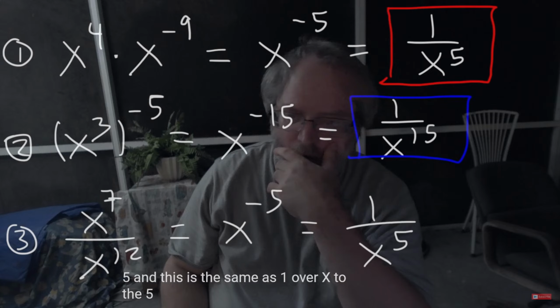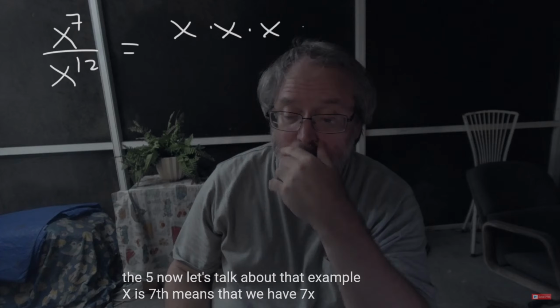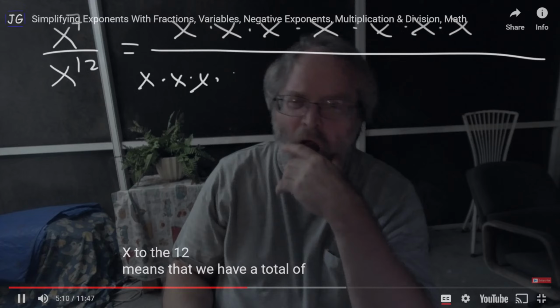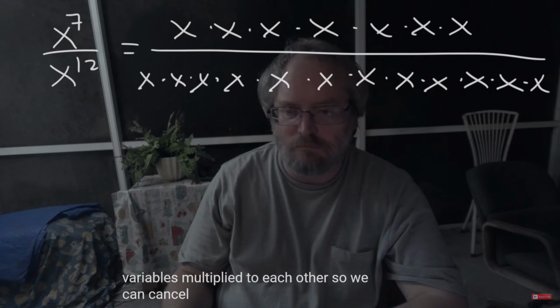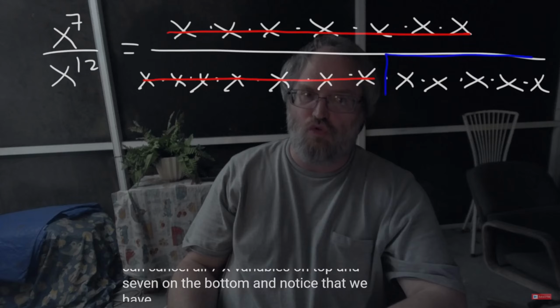Now let's talk about that example. X to the 7th means that we have 7 x variables. X to the 12th means that we have a total of 12 x variables multiplied to each other. So we can cancel all 7 x variables on top and 7 on the bottom. And notice that we have 5 x variables left on the bottom. And that's why it's 1 over x to the 5.